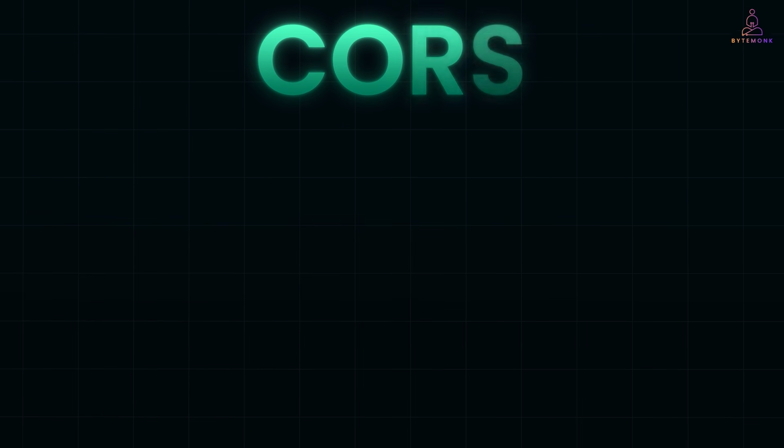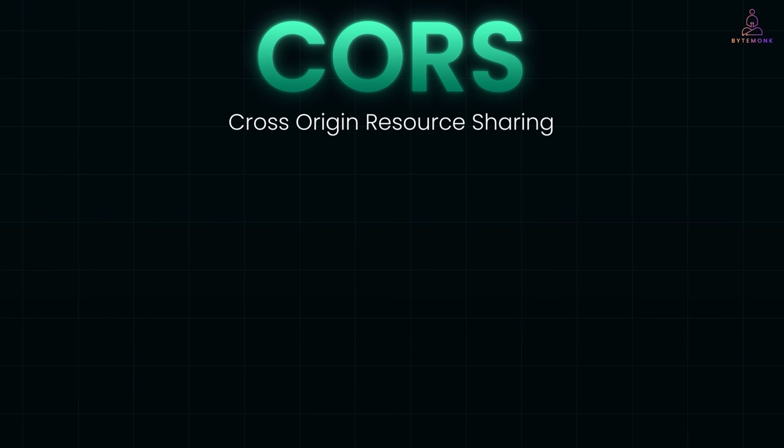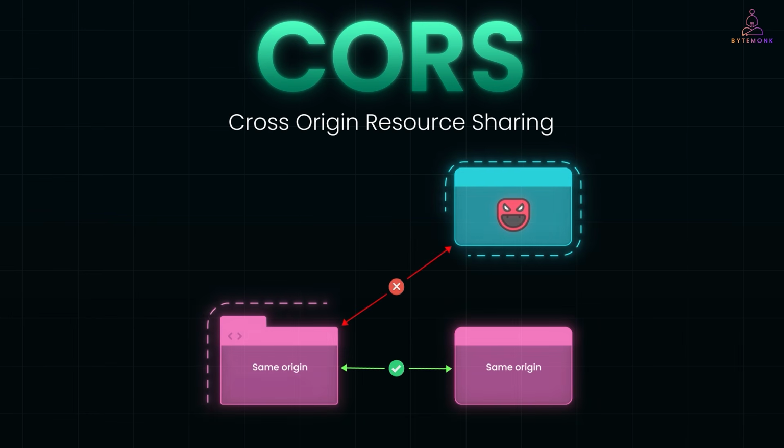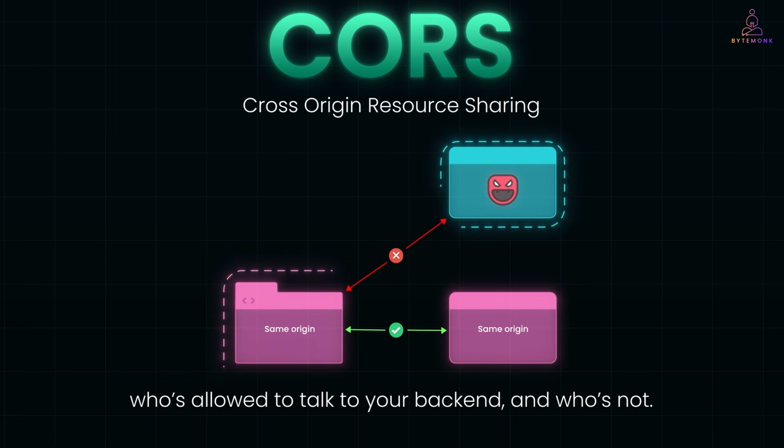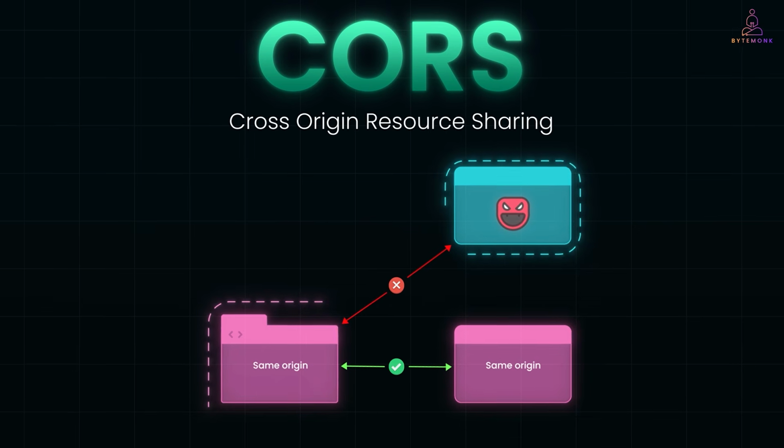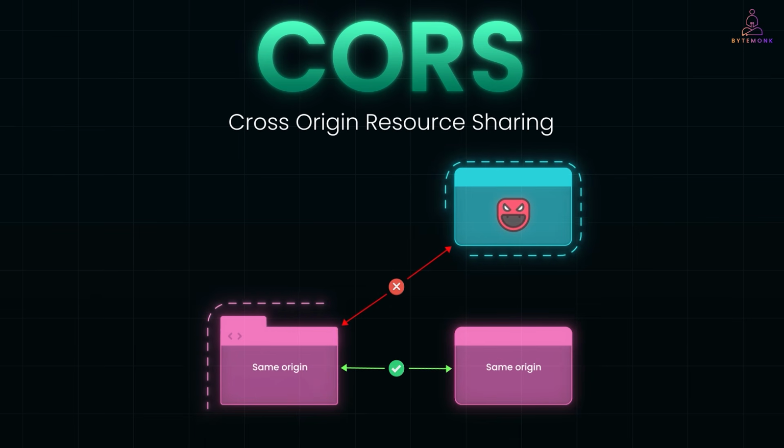Let's talk about CORS, or cross-origin resource sharing. CORS is all about control. Who is allowed to talk to your backend and who is not. By default, browsers block JavaScript running on one domain from making requests to another. And that's a good security feature.